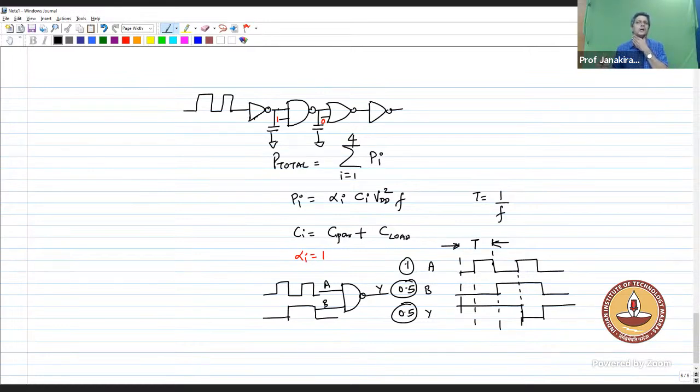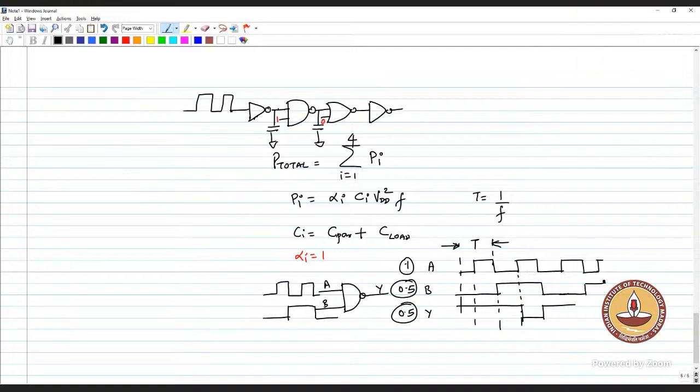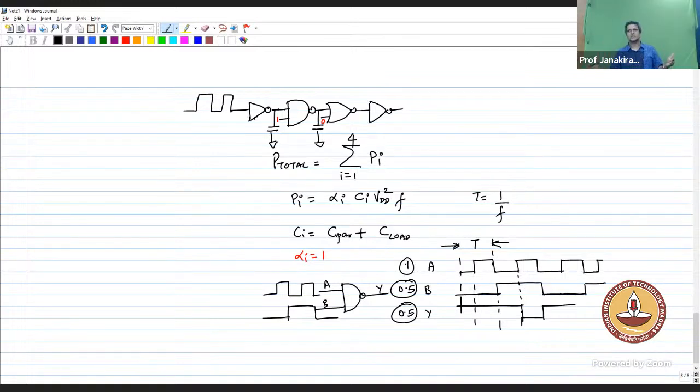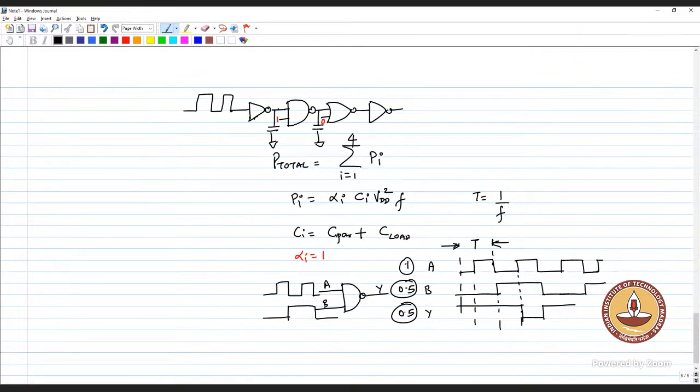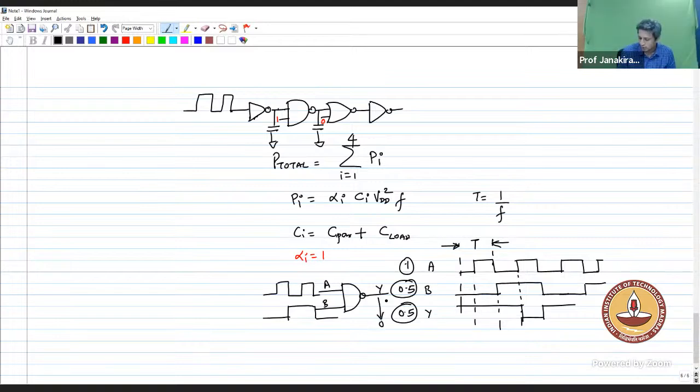Okay. So if, for example, A and B were simply clocks, this is how it will continue, correct? Yes, sir. So what will happen? Every 2T cycles, Y will go from 1 to 0 once and come back. That means this node Y will go down from VDD to 0 and then come back to VDD. Every 2T cycles, every 2T seconds. Yes, sir. So therefore, that's all I'm saying.